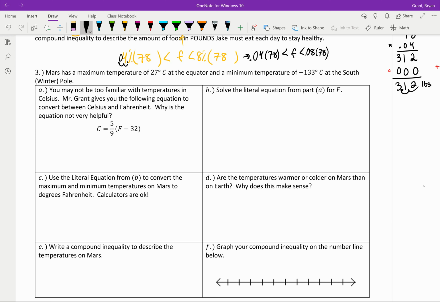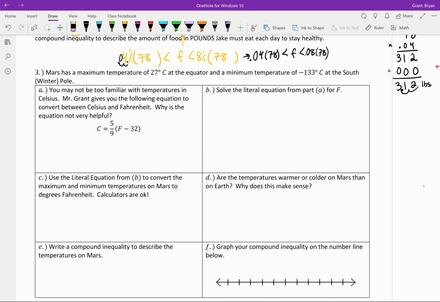Now, I gave you these temperatures in Celsius, and these are real temperatures for Mars, but you might not be too familiar with temperatures in Celsius. You might not know, wait, is 27 degrees warm? Is negative 133 cold? It seems like both of these are really cold, right? The United States is one of, I think, maybe 2 or 3 countries remaining that doesn't use Celsius. So you should probably be somewhat familiar with converting between Celsius and Fahrenheit, or at least know a few temperatures if they're warm or not.